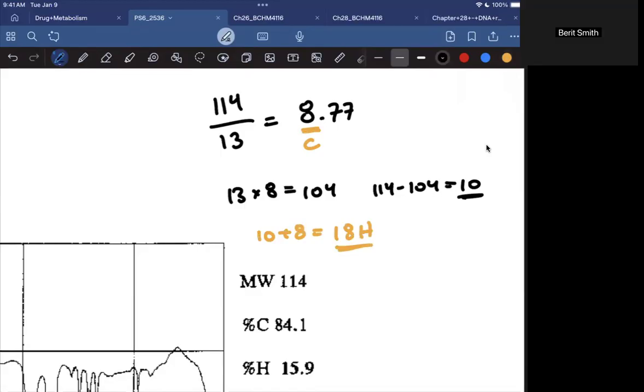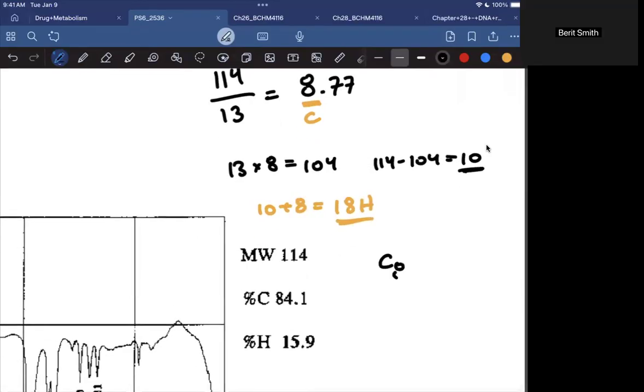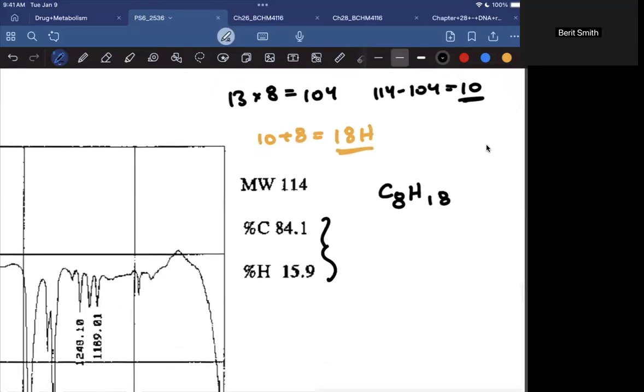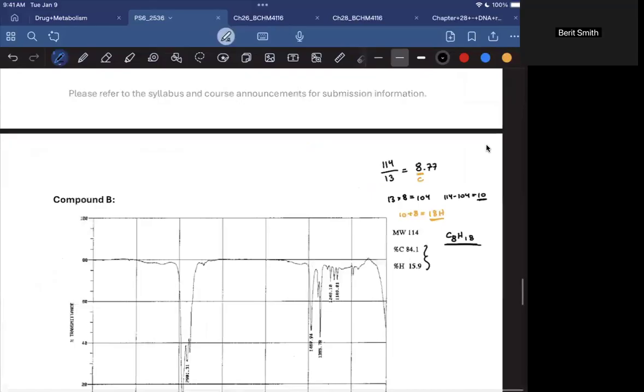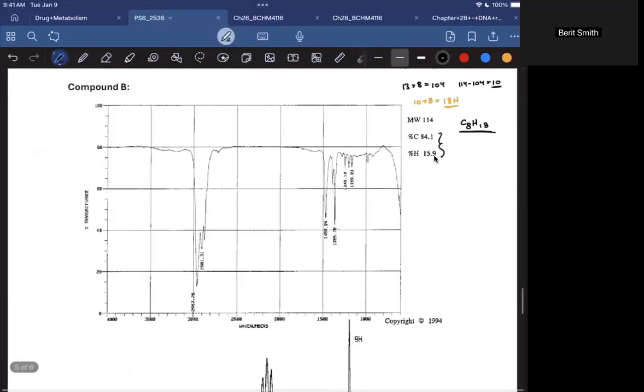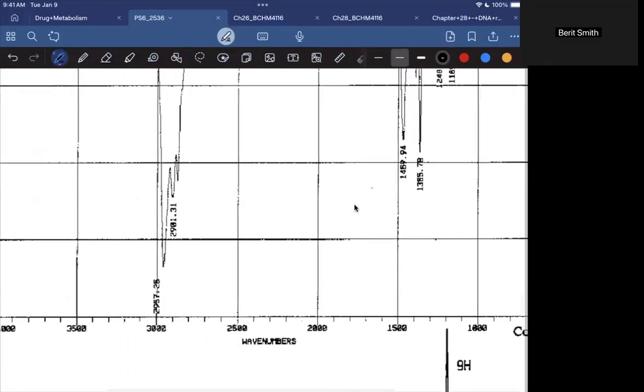So from this, we get the molecular formula C8H18. And looking at this, we can see this adds up to 114. So this is going to be our formula. We don't have to worry about any other atoms in here, which is nice. So looking at this, draw that line at 3000. There's nothing to the left of it. All we really see are just these sp3 CH stretches here.